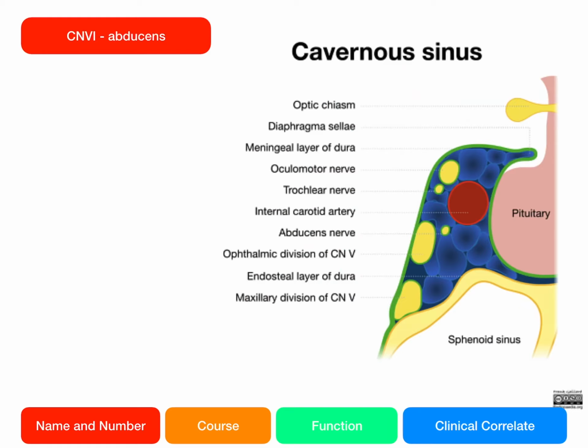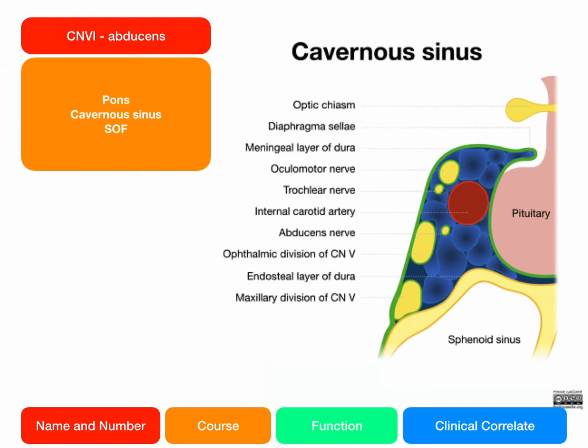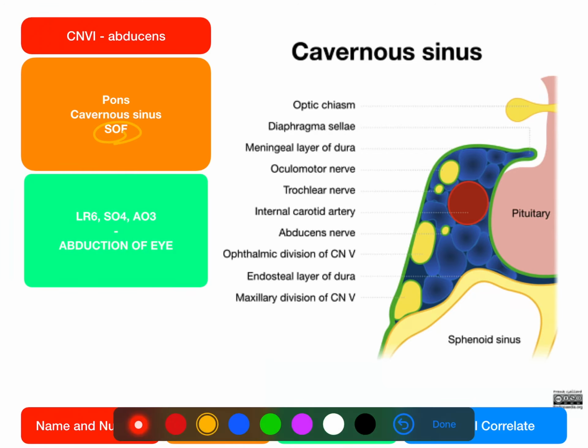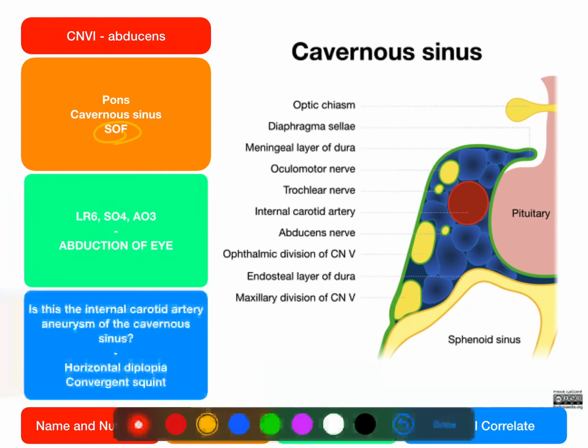So, cranial nerve 6, the abducens nerve, also goes through the cavernous sinus, hence the picture of the cavernous sinus. So it comes out of the pontomedullary junction, runs through the cavernous sinus, through the superior orbital fissure, and then out to LR6, SO4, AO3, so the lateral rectus muscle. Okay, so it's the abducens nerve because it abducts the eye. That's why it's named that. So it turns the eye laterally. So what's going to happen if it's not working? The eye will turn medially, because the medial pulley is unopposed. So the eye turns medially.